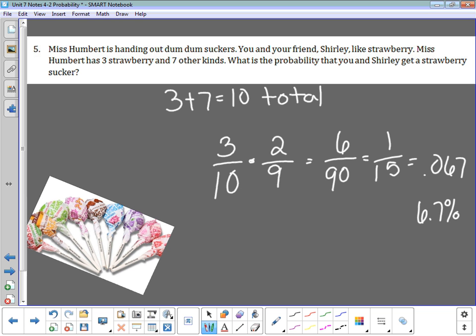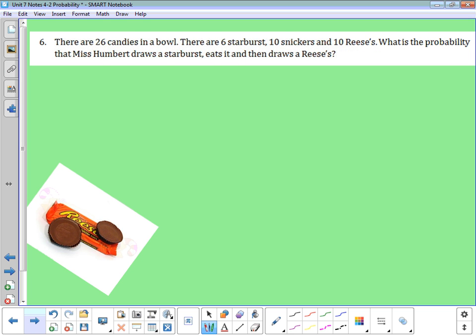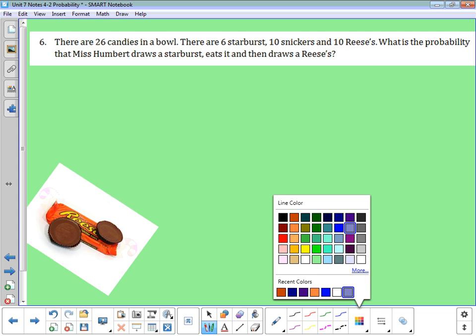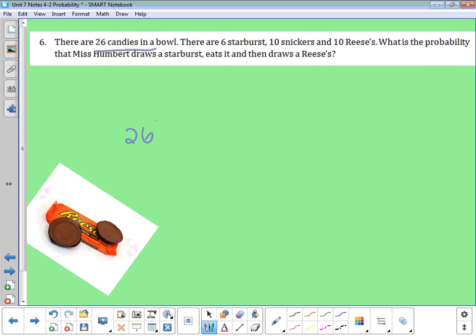Okay, I want you guys to try number 6 on your own. Here's what I will tell you. You have 26 candies. Okay, so 26 is going to be your total. There are 6 Starbursts, 10 Snickers, 10 Reese's. What is the probability that Miss Humber draws a Starburst, eats it, and then draws a Reese's? So because I'm eating a Starburst, my total is going to go down to the next round.